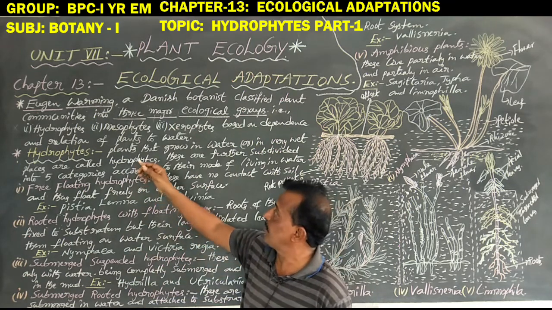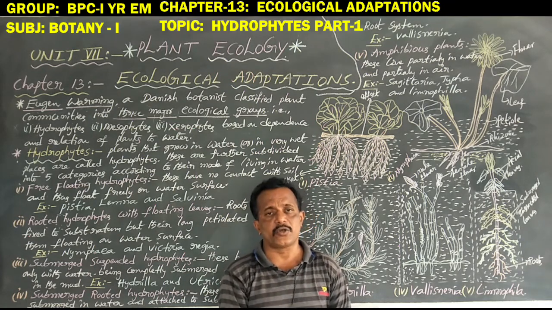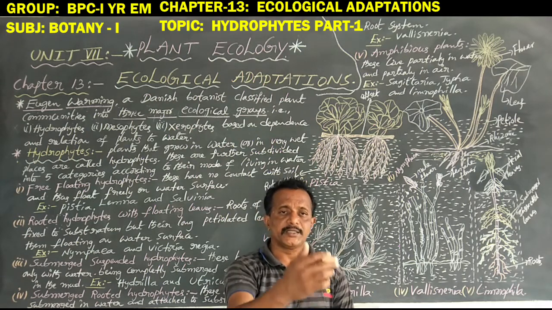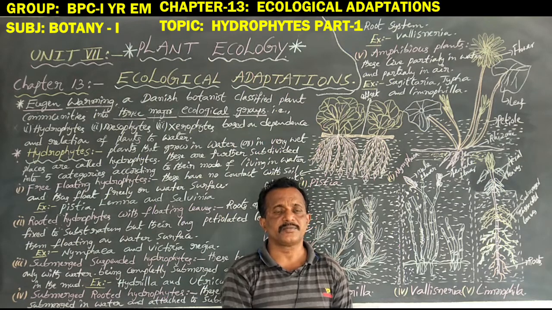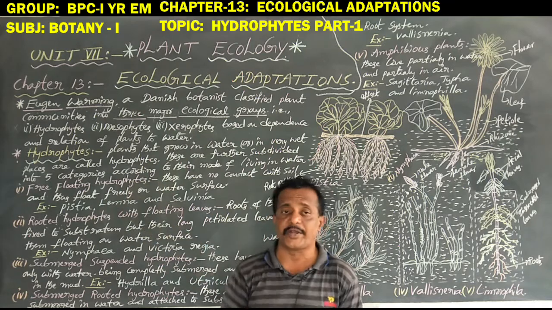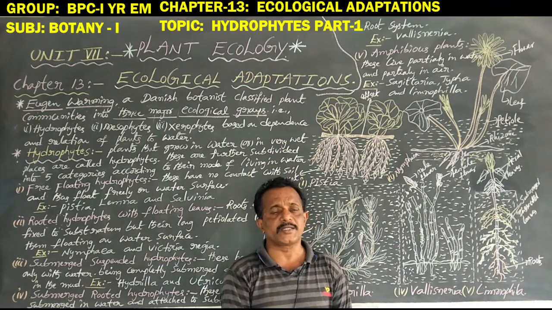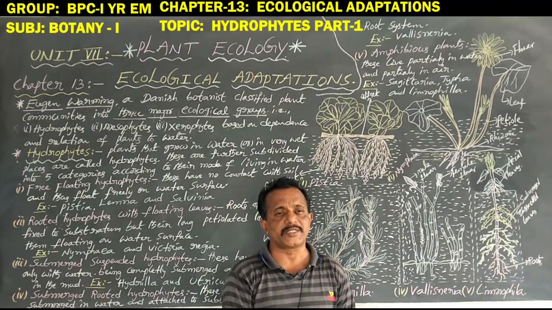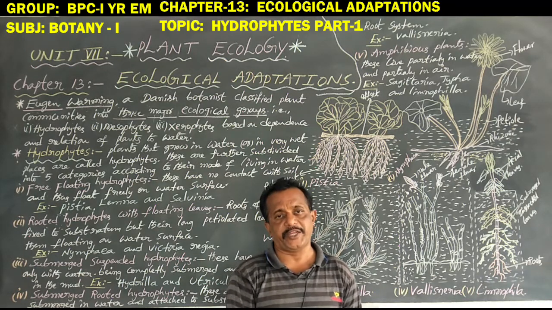Next, what is the meaning of mesophytes? Most plants grow on terrestrial soils, in medium temperatures. These are known as mesophytes. Examples are all dicotyledon plants and all monocotyledon plants, especially banyan tree, mango, maize, sugarcane and wheat.